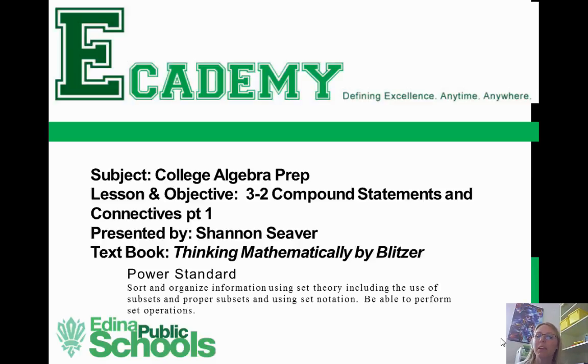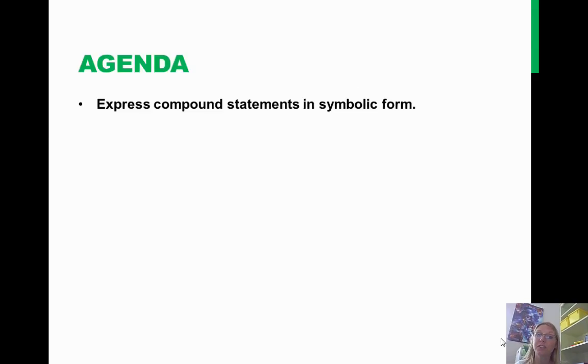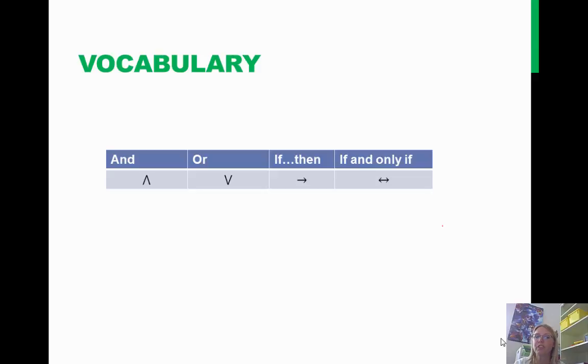to help me explain to you compound statements and connectives. Our agenda for today is to express compound statements in symbolic form. So the first thing I want you to look at is this chart on the screen. We have four connectives here: and, or, if then, and if and only if.